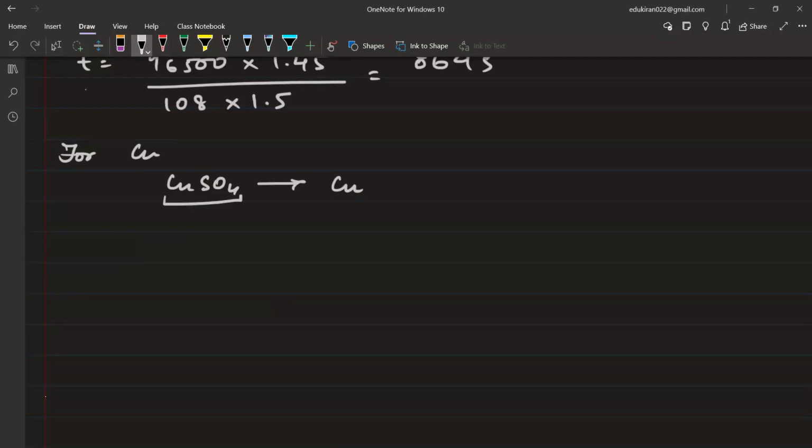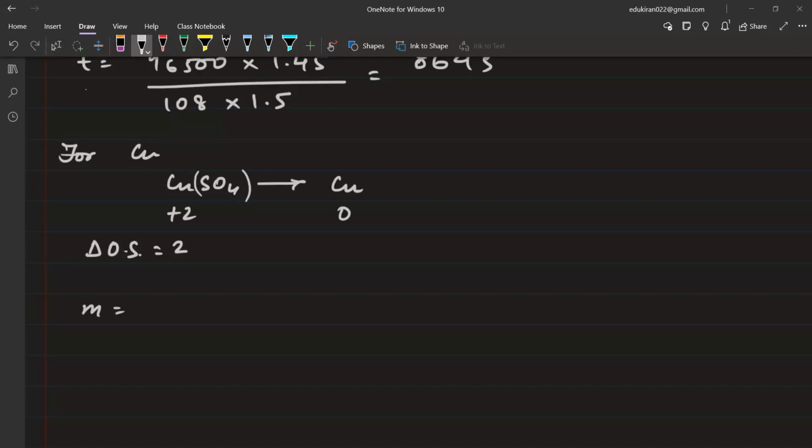In the reactant side, SO4 पे क्या चार्ज होता है? +2. Very good. In the product, oxidation state of copper 0. Change in oxidation state 2. Very good. ठीक है, ये निकल गया आपके पास. तो mass deposited will be equal to how much?